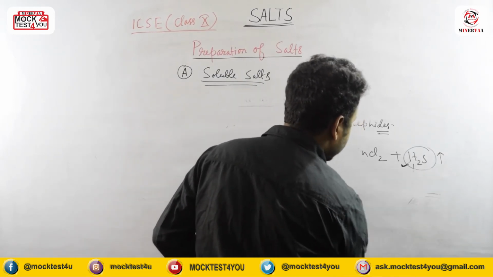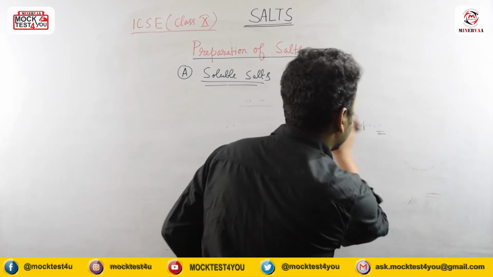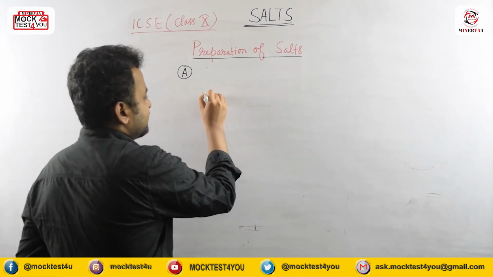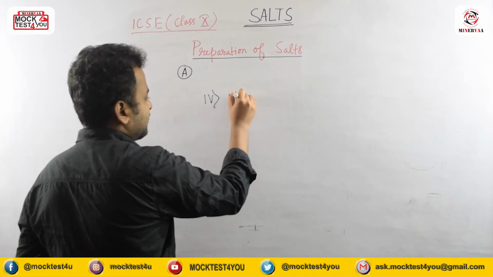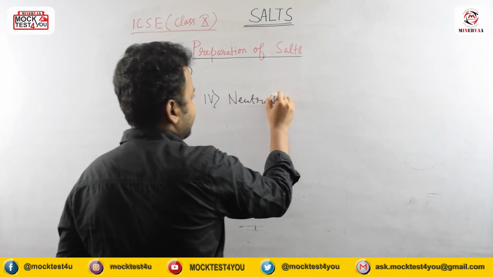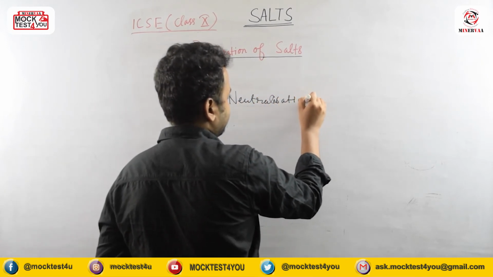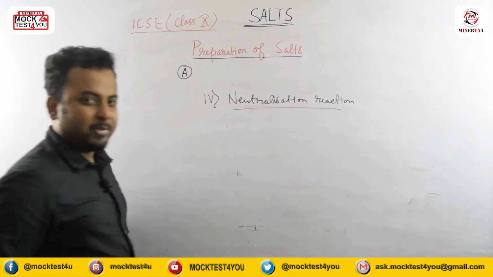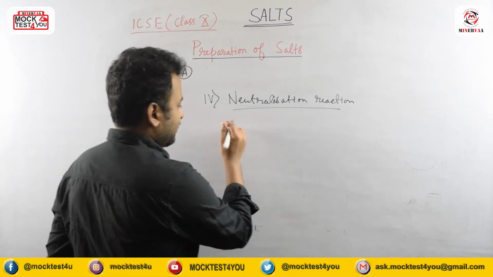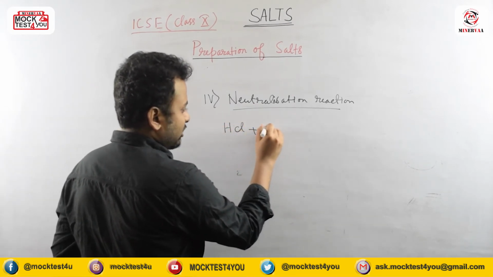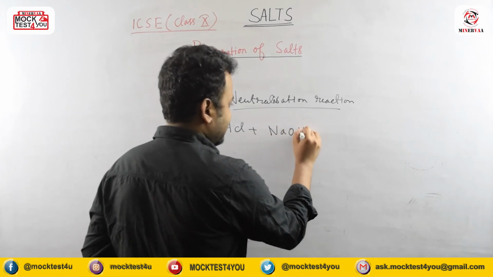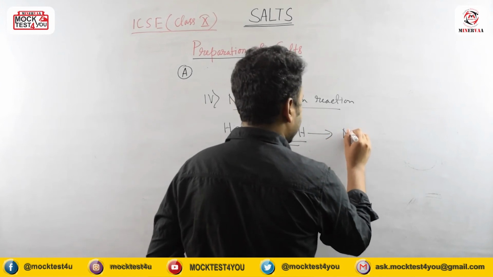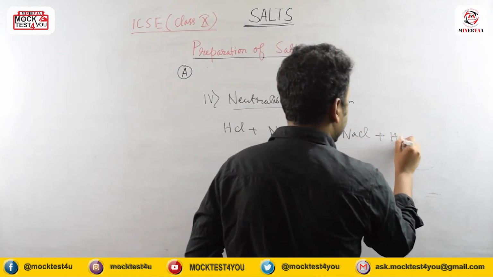Another type of reaction that is very common to us, how we can get soluble salts, is by neutralization reaction. This is procedure 4, by neutralization reaction. So it can happen in two ways. Acid can react with a water soluble base, like NaOH, which is water soluble, and it can form NaCl plus H2O.